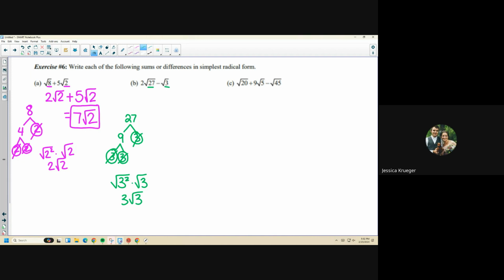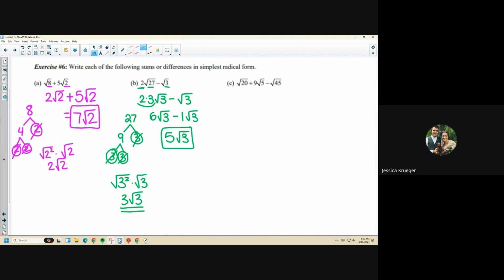So here's where I've got to be careful. There's a 2 hanging out front here. So this becomes 2 times this quantity that radical 27 reduced down to. I can multiply things that are outside the radicals. So this becomes 6 radical 3 minus 1 radical 3. So if you have 6 radical 3's on the table, 1 gets taken away. You are now only going to have 5 radical 3's left.